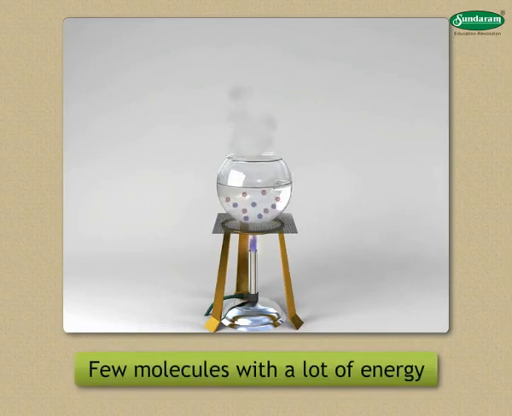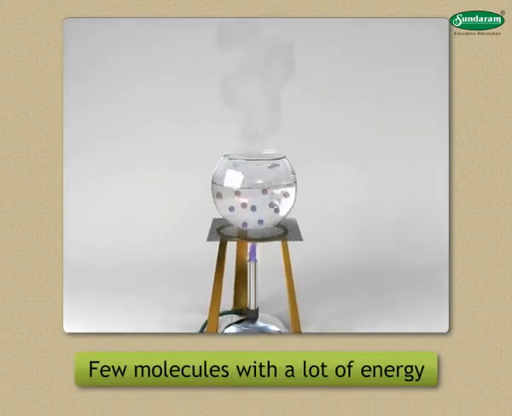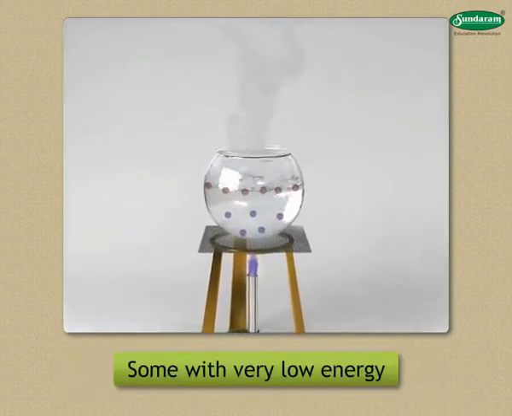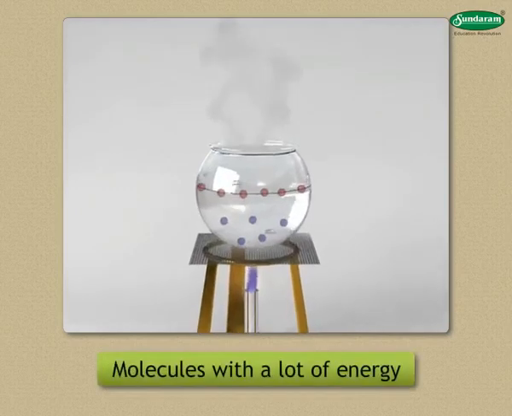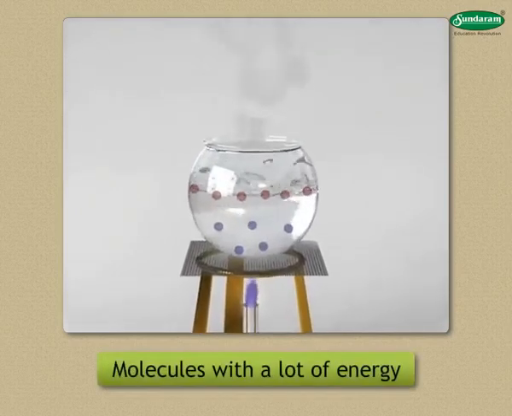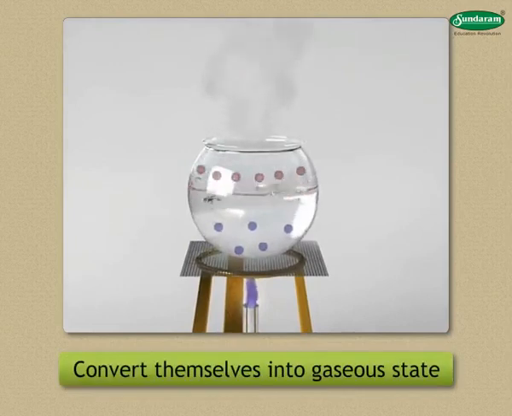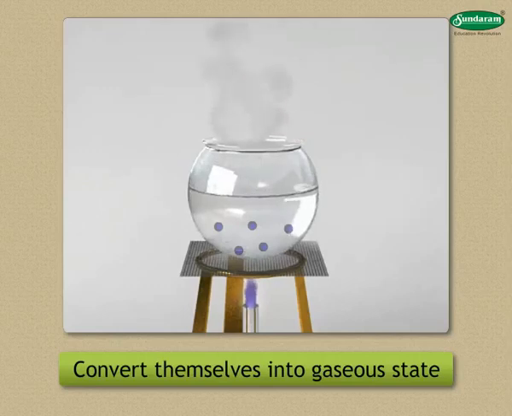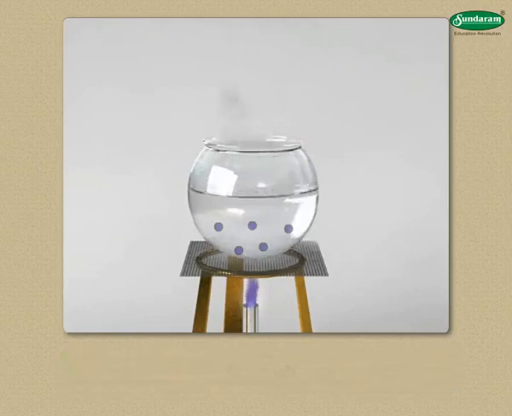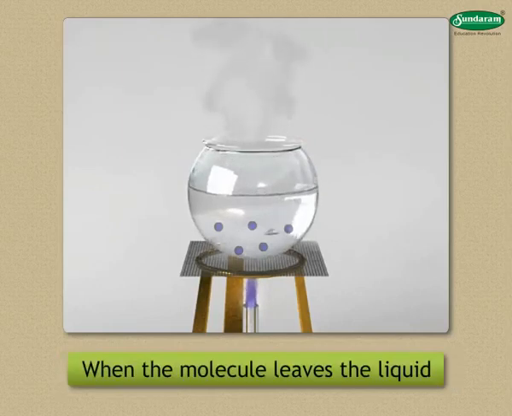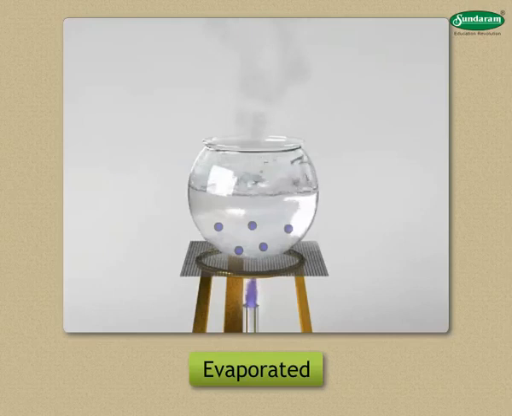There are always a few molecules with a lot of energy and some with very low energy. The molecules with a lot of energy are able to build up enough power to convert themselves into gaseous state. Once they reach that energy level, they leave the liquid state. When the molecule leaves the liquid, we say it has evaporated.